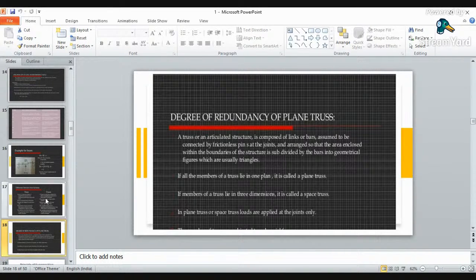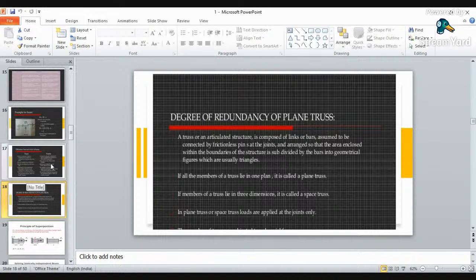Now, what are the functions of a truss element? A truss element carries the load over the structure. Again, it provides adequate lateral stability to the entire structure.